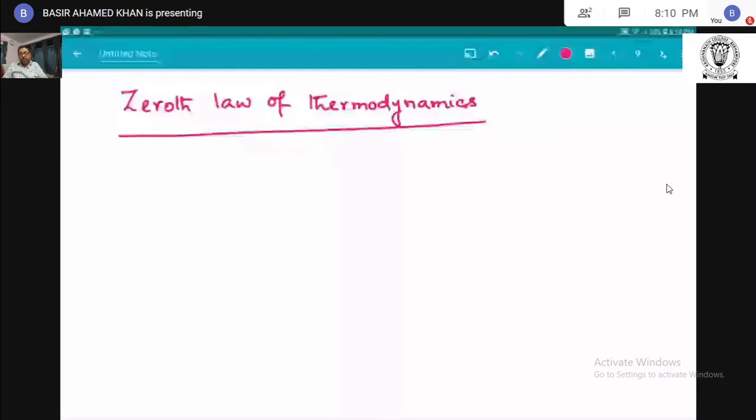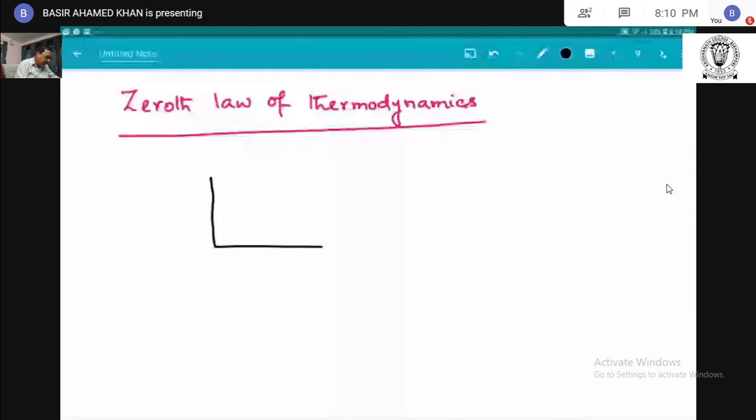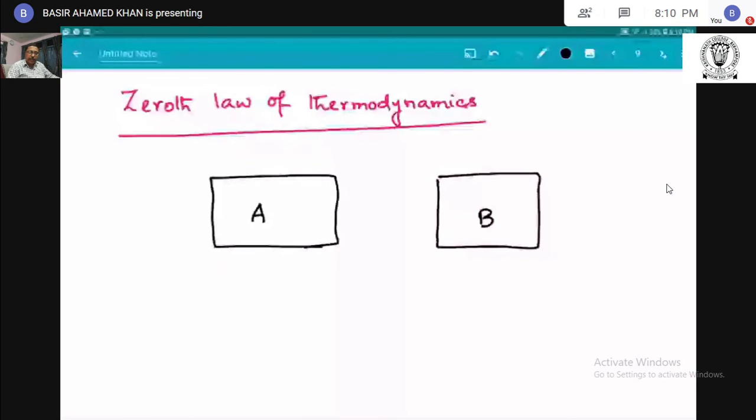If two systems A and B are each separately in thermal equilibrium with a third system C, then A and B are also in thermal equilibrium with each other.